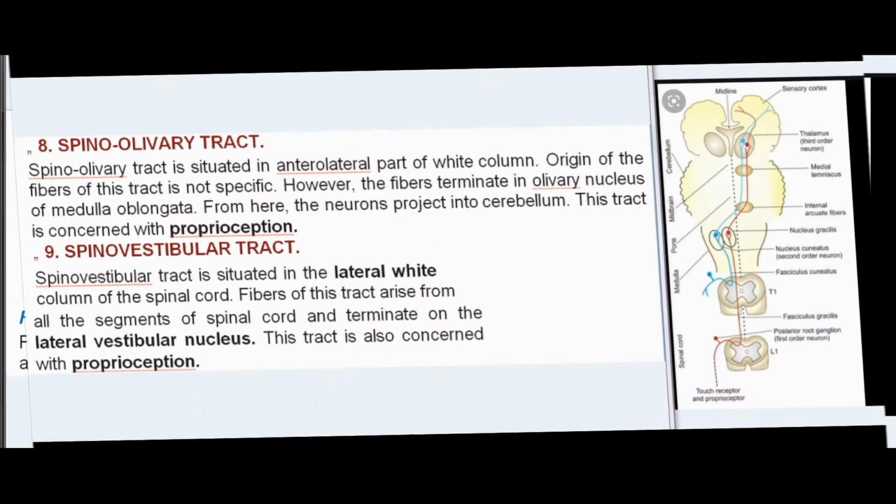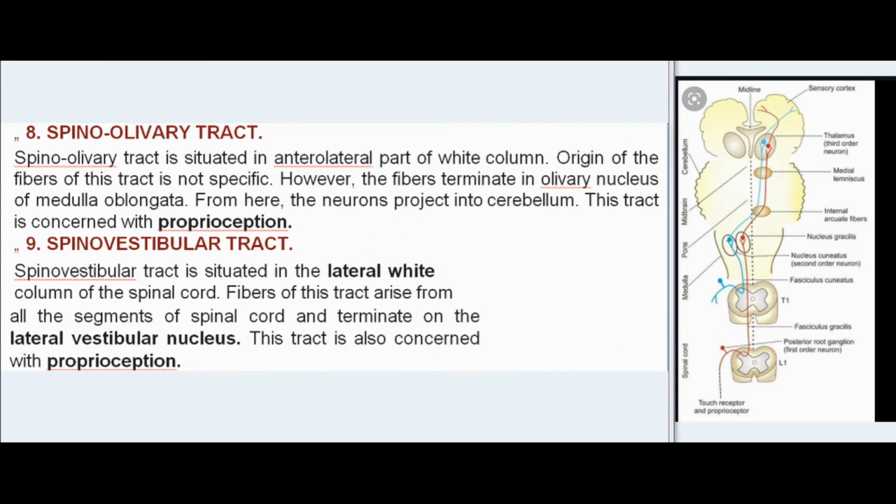awareness. 8. Spinoolivary tract. Spinoolivary tract is situated in anterolateral part of white column. Origin of the fibers of this tract is not specific. However, the fibers terminate in olivary nucleus of medulla oblongata. From here, the neurons project into cerebellum. This tract is concerned with proprioception. 9. Spinovestibular tract. Spinovestibular tract is situated in the lateral white column of the spinal cord. Fibers of this tract arise from all the segments of spinal cord and terminate on the lateral vestibular nucleus. This tract is also concerned with proprioception.